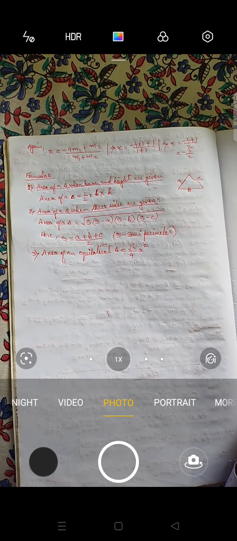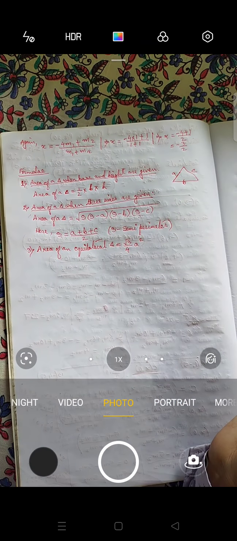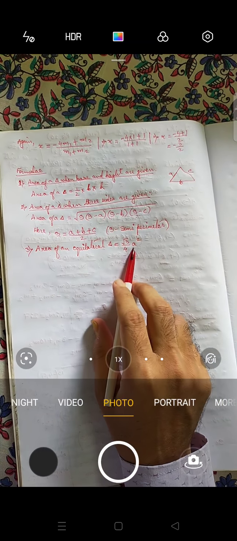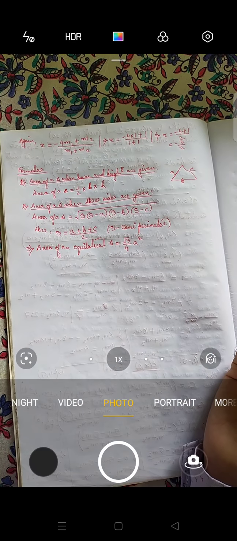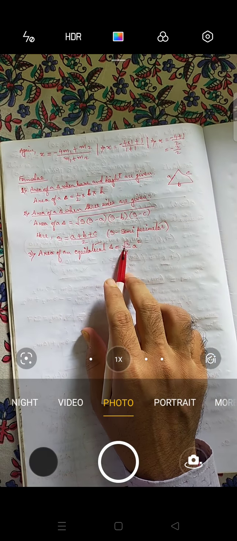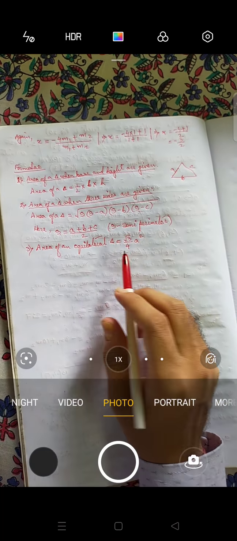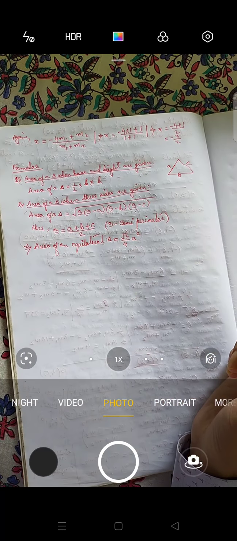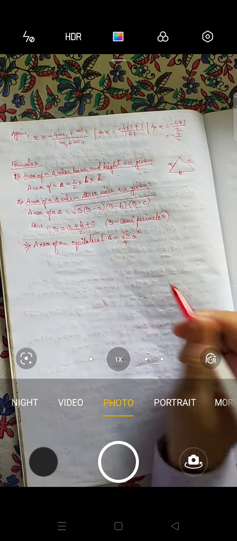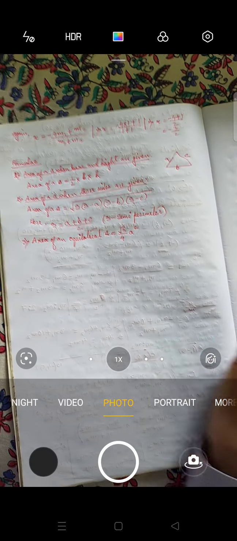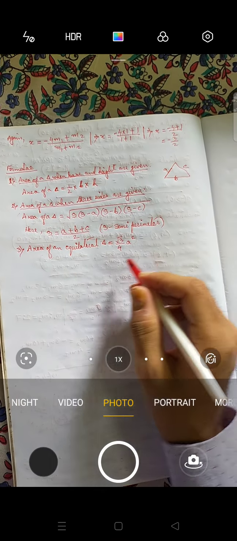Now let's check why the area of an equilateral triangle is root 3 by 4 a square. Why is it like this? Why not root 2 by 4? Why not root 5 by something? Why is it root 3 by 4 only, and a square? So let's check it. Now this is a proof.